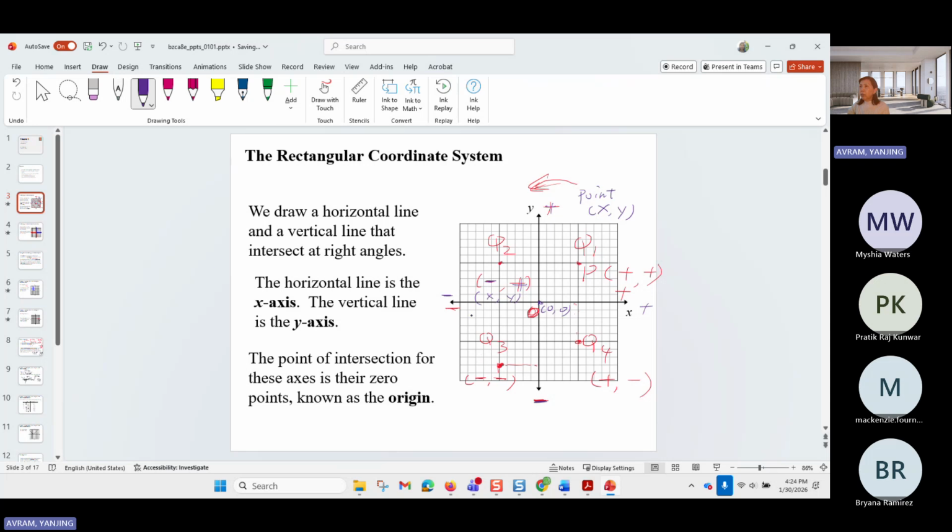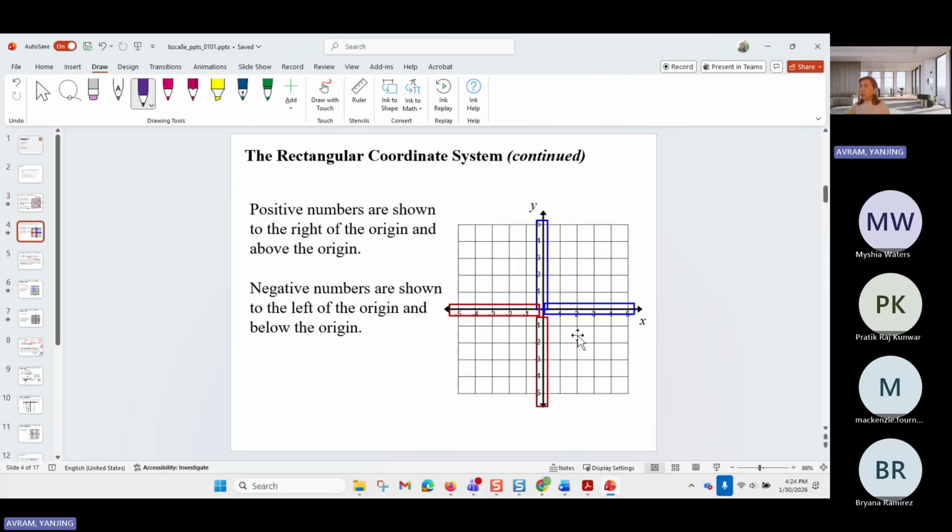And the third quadrant right here, both x and y are negative. And in the fourth quadrant, number 4, the x will be positive, y will be negative. So those are the basic orientations for the graphing.